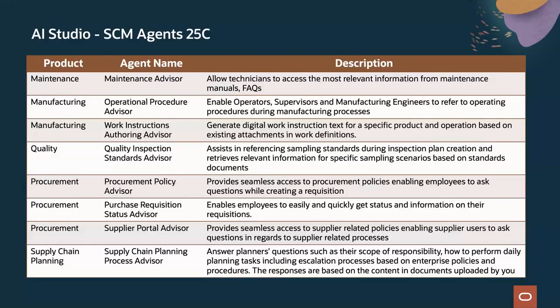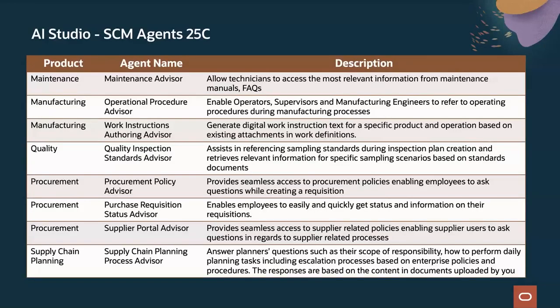The purchase requisition status advisor enables employees to quickly access and get status on the requisitions as well as any items in the requisition lines. The supplier portal advisor provides seamless access to supplier-related policies, enabling suppliers to ask questions in regards to supplier-related processes.